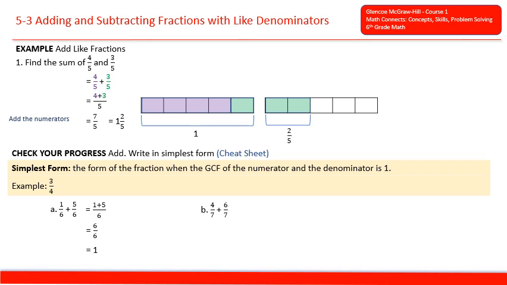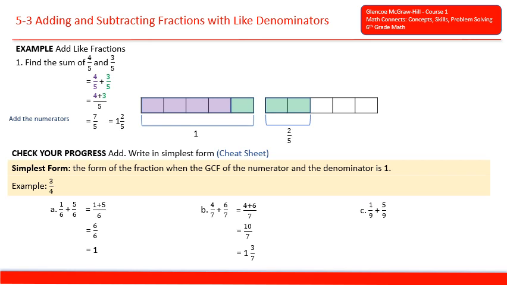4/7 plus 6/7. I can tell right now that the answer is initially going to be an improper fraction because 4 plus 6 is going to be greater than 7. So we have 4 plus 6 over 7. And if we add the numerators together, we have 10/7. And now we need to turn that into a mixed number. So it's 1 and 3/7.